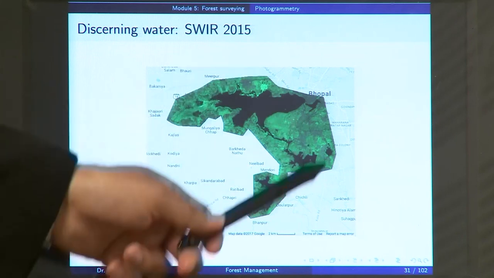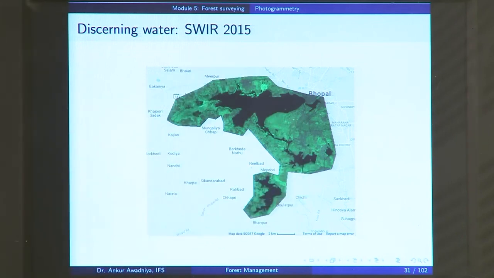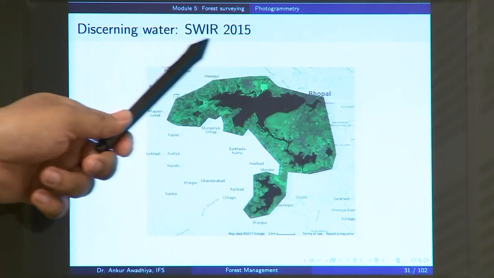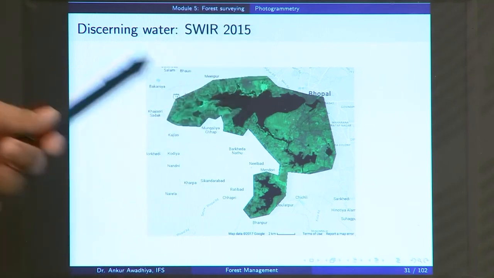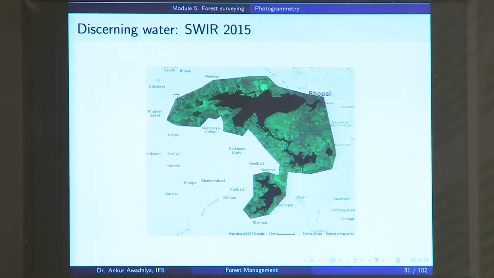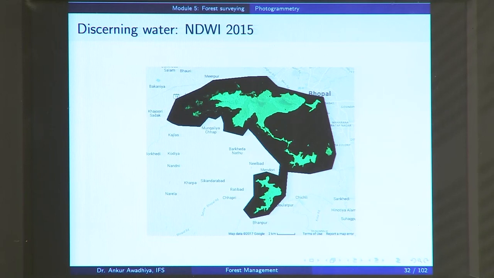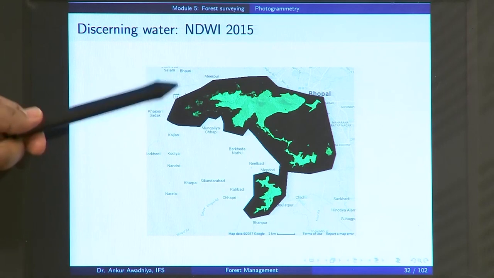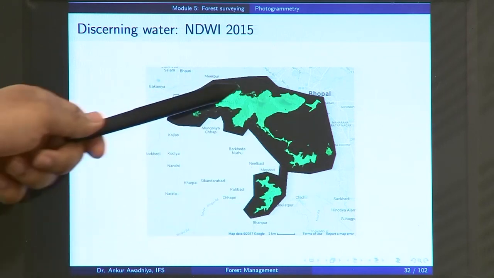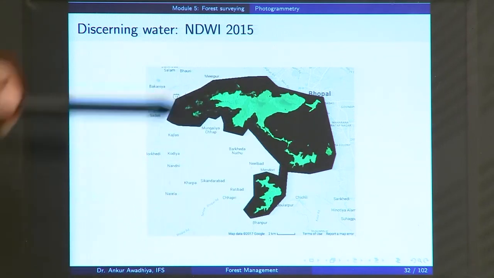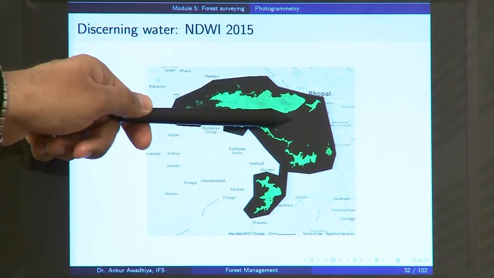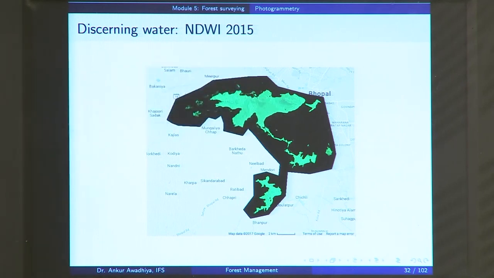So, this is an image in the short wave infrared band, say for every year, say 2015, we can make an image like this, from which we can get where the water is located by making use of the normalized difference water index. Now, in this picture what we are seeing is the locations where you have water. Where you do not have any water is black in color, and where you have water is shown as green in color. And now you can make use of the data that you have over the past 30 years.